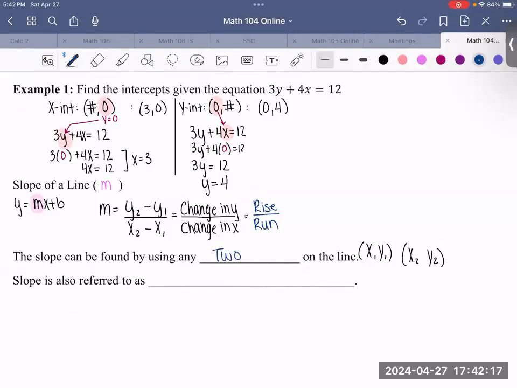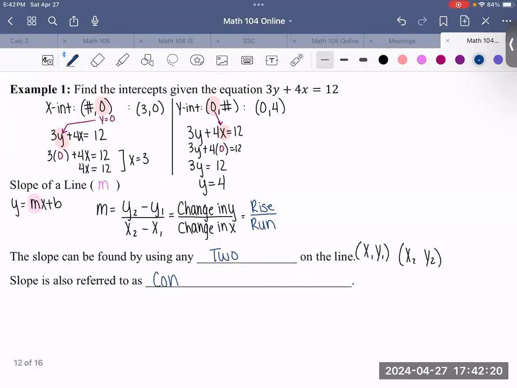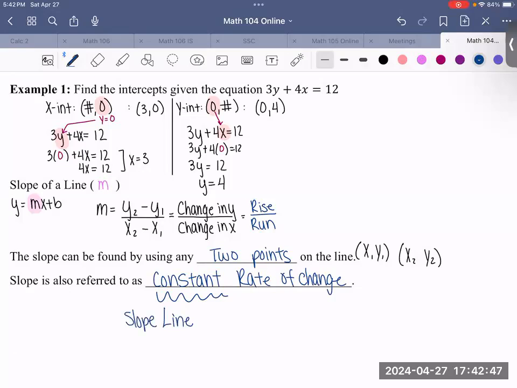Now, your slope is also referred to as the constant rate of change. That is only for a line. So the constant part is the slope of a line. If it's just the average rate of change, they are asking for a slope. However, if it's constantly changing, like it's not at a constant rate, you might hear average rate of change, but that is not going to be for lines.